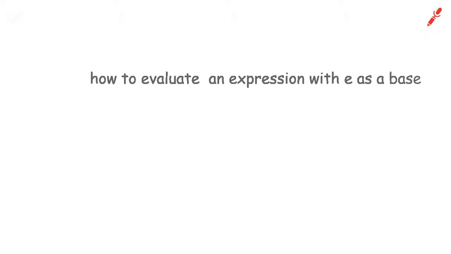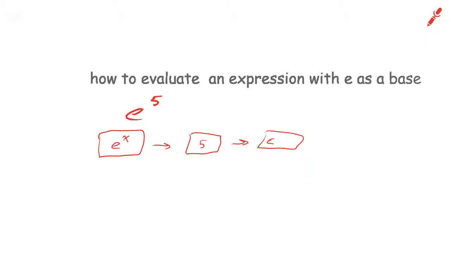So, how to evaluate an expression with e as a base. This is really simple if you have a scientific calculator. If you don't, your cell phone will work for now. So what you do is, let's say we have e to the 5. What you're going to do, very simple, is on your calculator find the button that says e to the x. Then you push the button that says 5, and then you push either equals or enter.